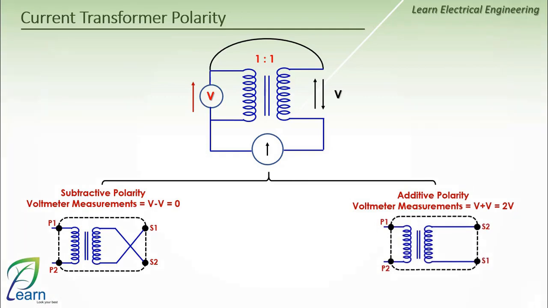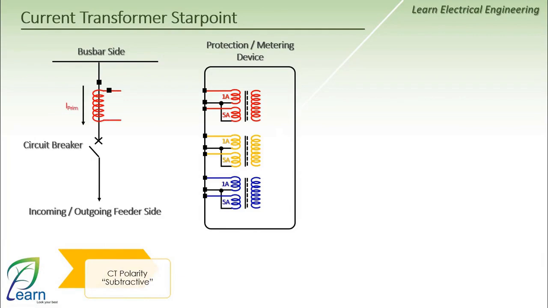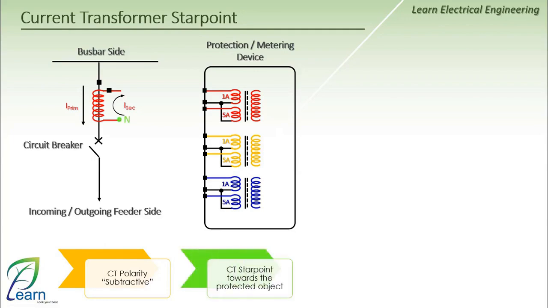Very good. Now let's take a look together at the topic of the CT star point. We will take an example of a single bus single breaker scheme and use a CT with subtractive polarity. We assume that the primary current is exiting the bus bar towards the feeder, whether this feeder is incoming or outgoing, and thus the secondary current will be in this direction. We will start connecting the three CTs so that the star point, which is the neutral point, is towards the feeder that will be connected to the protected object. The other terminals of the CT will be connected to the relay CT input dot point.